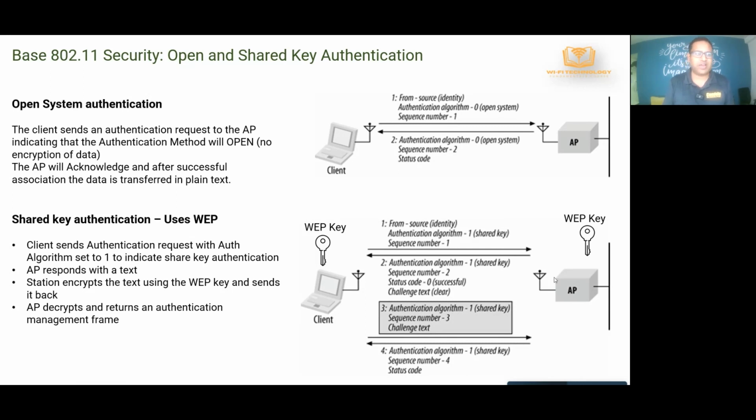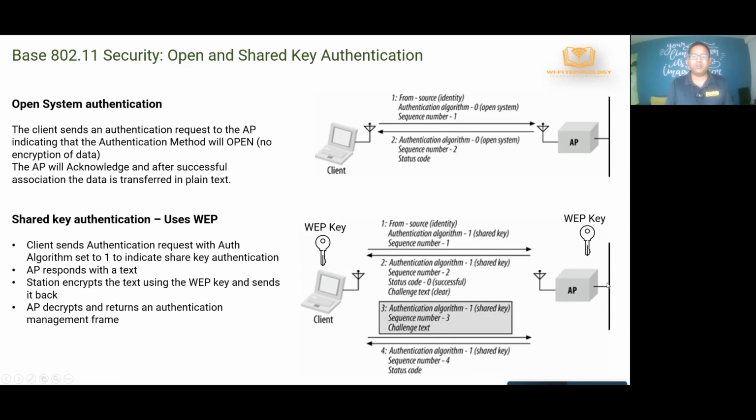Then the AP will say, okay, you're using shared key authentication. That means you must have a WEP key. So let me send you a challenge text, or plain text. It will send a bunch of text information from the AP to the client, and the client will take the information, encrypt it using the WEP key that it has here, and send the encrypted information to the AP.